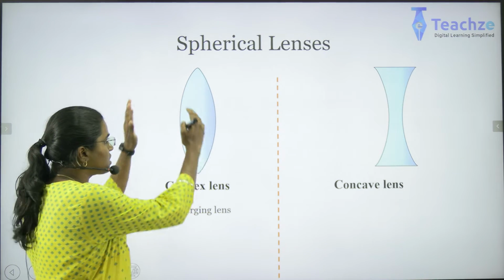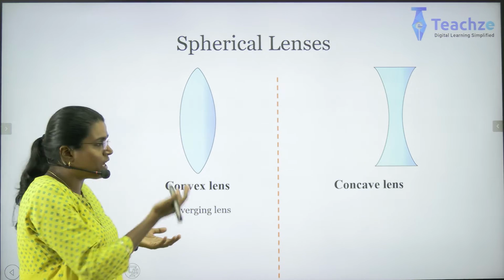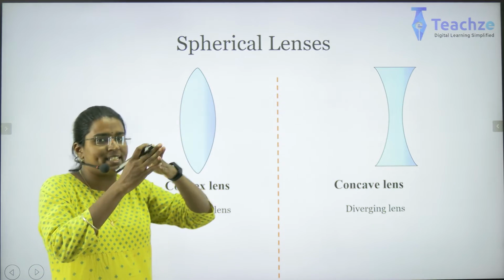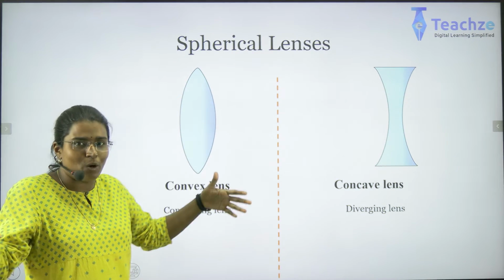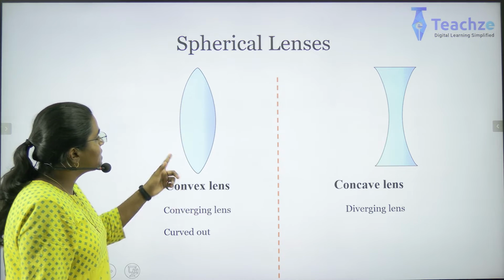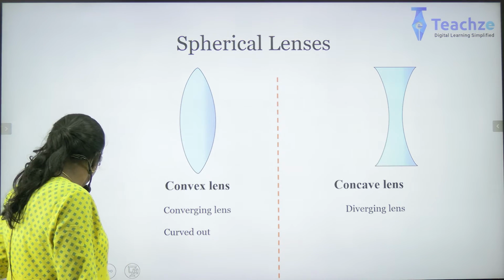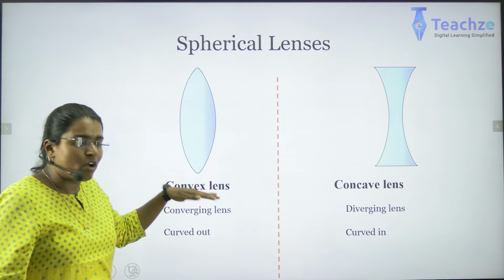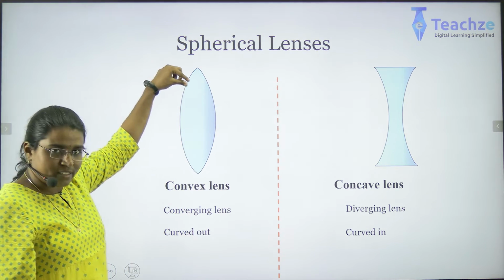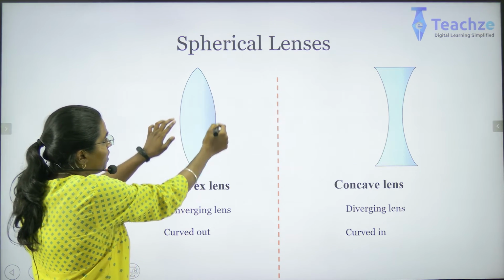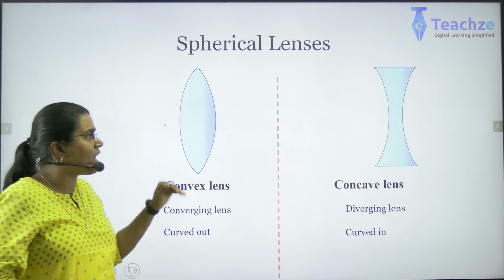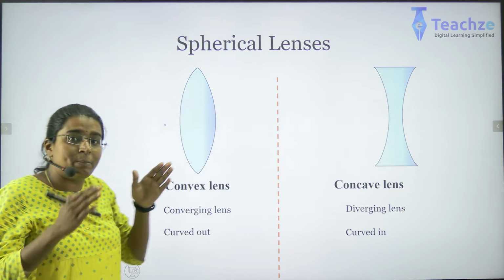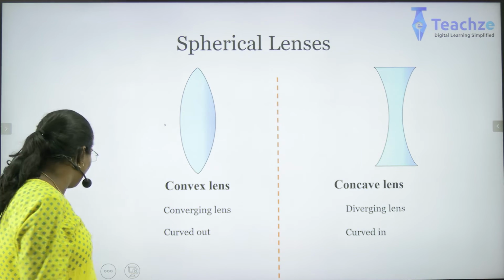This is a converging lens because it is curved out, and the rays parallel to the principal axis will converge at a point. That's a diverging lens because it diverges. All the rays will come out of the focus. This is curved out, that is curved in. And there is one more difference between these two. Here, the edges of the convex lenses are thinner, but the center part of the convex lenses is thicker. The opposite will be the edges of the concave lenses will be thicker than the center. It will be thinner.